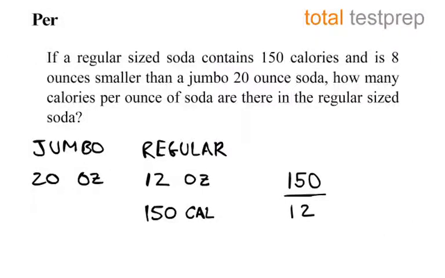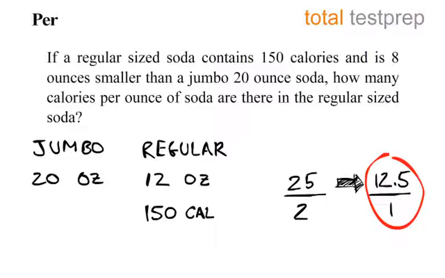Well, what you do is you divide calories by ounces. Per, remember, is the division bar, so we can write this as a fraction, 150 over 12. We would reduce this to get 50 over 4. If we divide both the top and bottom by 3, then we can divide the top by 2 and the bottom by 2 to get 25 over 2. And now, since they're asking calories per ounce, we need to know, what if there is 1 ounce? This is 25 calories for every 2 ounces, so we would divide both the top and bottom by 2 to get 12.5 calories per ounce. And so that's our answer, 12.5 calories per ounce.